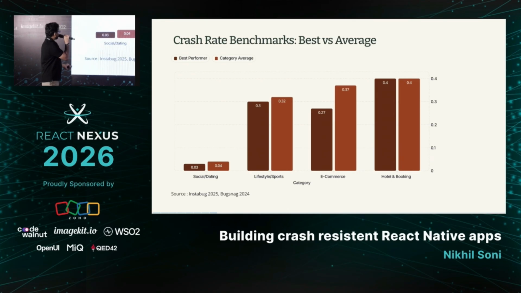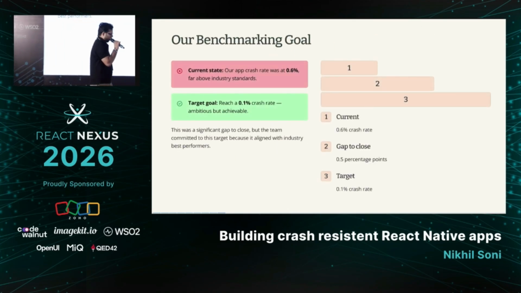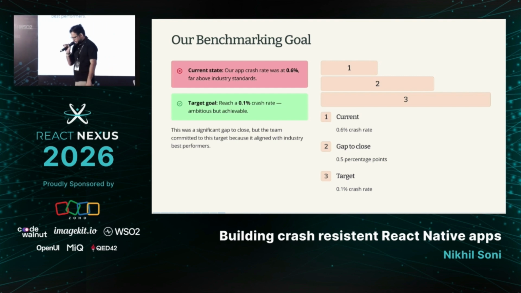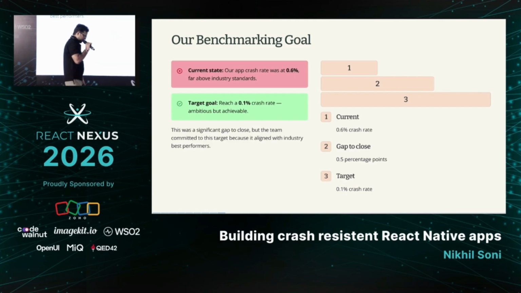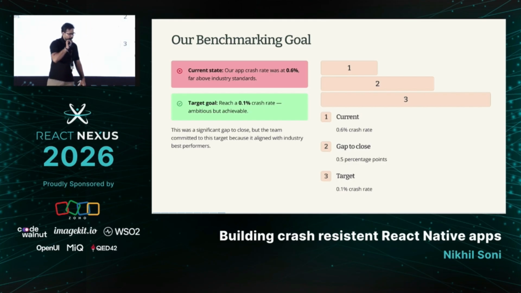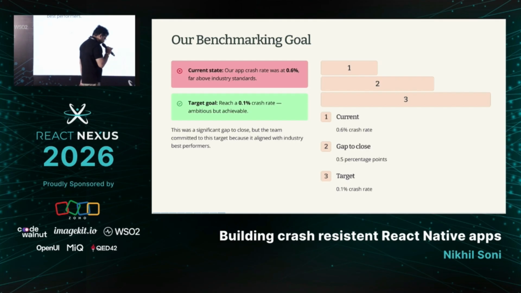So this was something which was an issue, and we decided that we need to set our goals. We decided to set a benchmark with respect to Quince. So we decided to target a 0.1 crash rate to fill the gap of close to 0.5%. So this was the goal we had decided to keep.